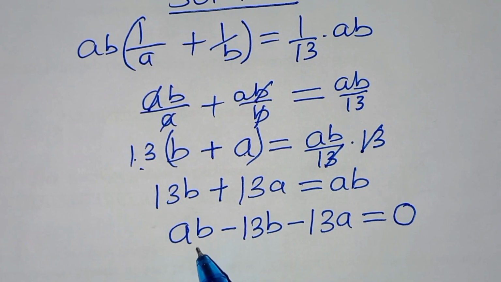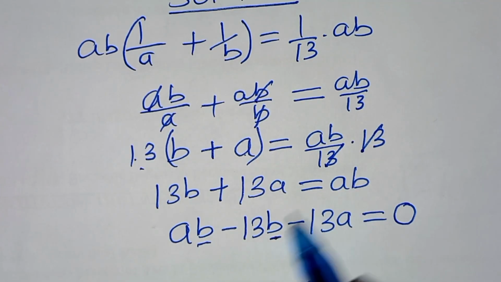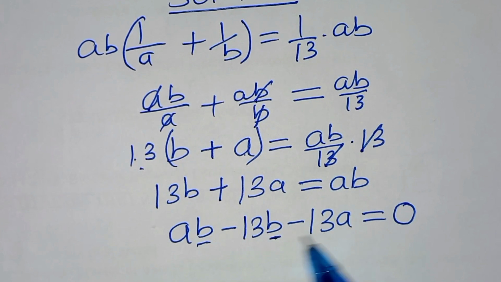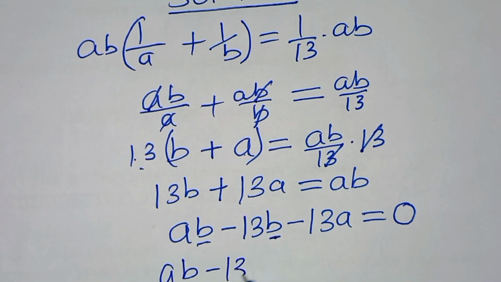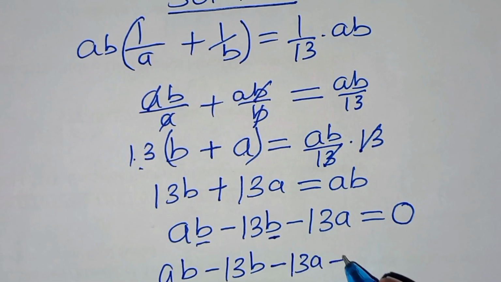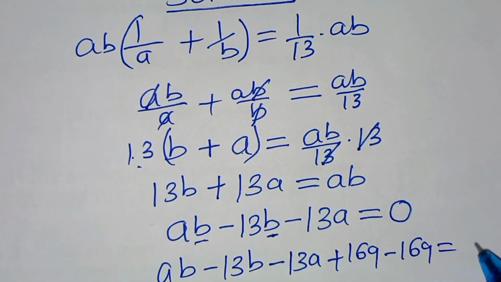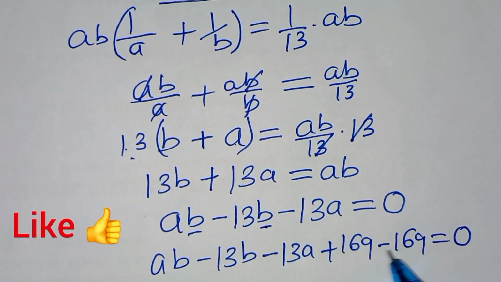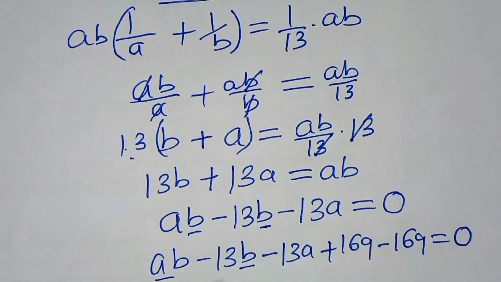Clearly you can see b is common here, so we factor out b. But before we factor out, to enable the factorization, we add and subtract 169 on both sides: plus 169 and minus 169, equal to 0, since 169 minus 169 is the same thing as 0. That is why we add 169 and subtract 169.